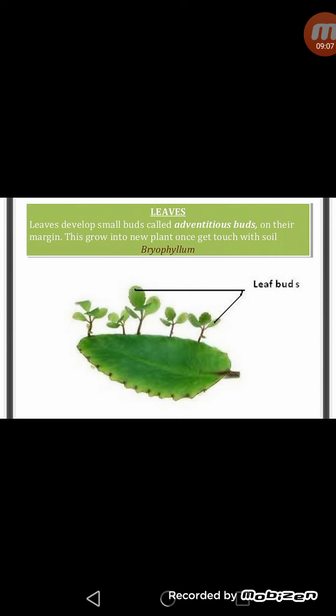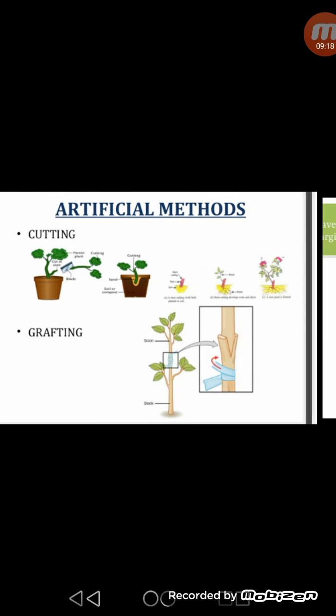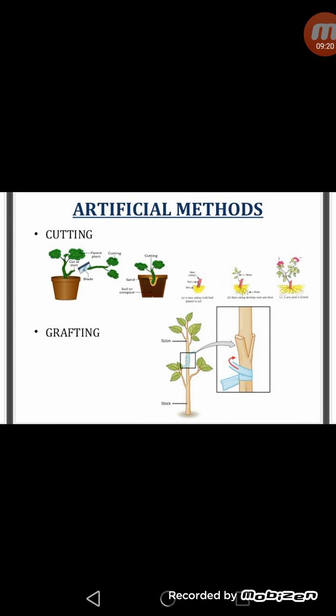So naturally we can make new plants from the stem, leaf or root part of the old plant. So all these are the natural methods of vegetative propagation. Now there are other artificial methods also, like the first one is cutting. Firstly, you should know what a cutting is. A small piece of stem of a plant having some leaf buds is called a cutting.